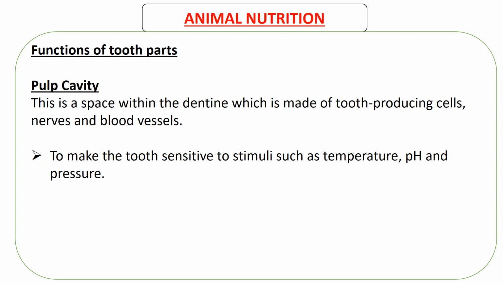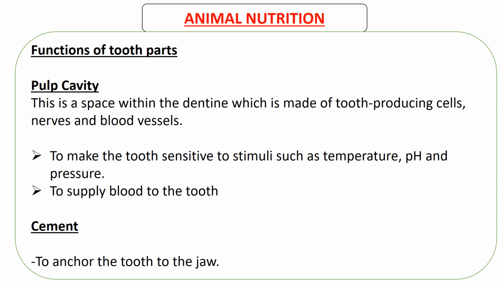Of course you can't just put something hot in your mouth because it can kill you. So the tooth has to know that this is hot so that you remove it. The pulp cavity does that job using the nerves. Also, it supplies blood to the tooth, and the blood has oxygen and food. Next, the cement. This has one job, just to anchor the tooth to the jaw.